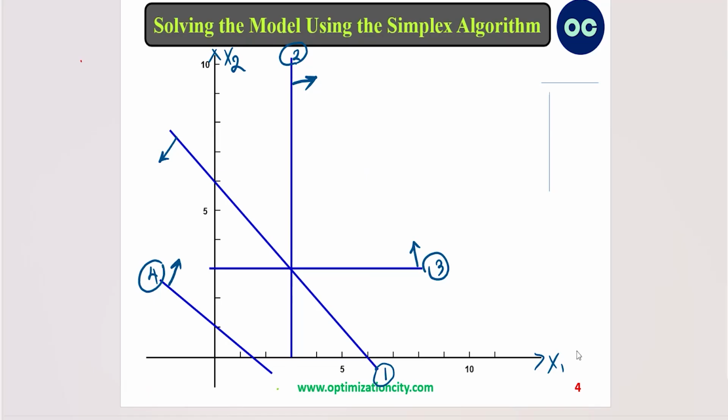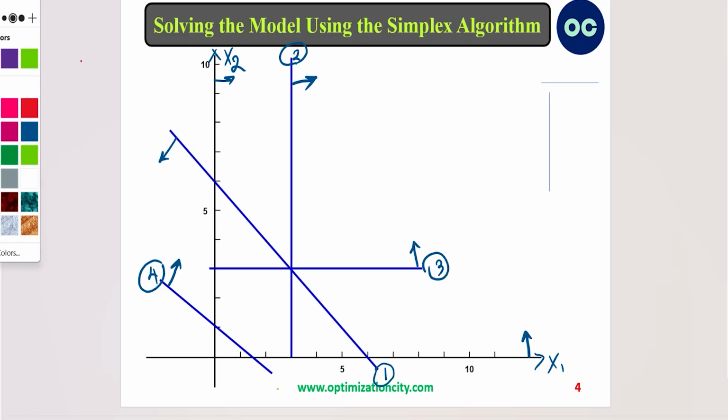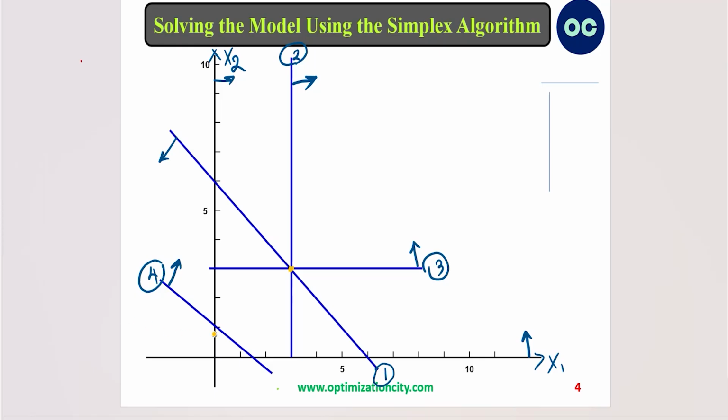Considering the non-negativity constraint for x1 and x2, the first quadrant is the feasible region. Ultimately, the feasible region is reduced to a single point. So in this case, the feasible region is only one point. We can see that only one point satisfies all constraints.